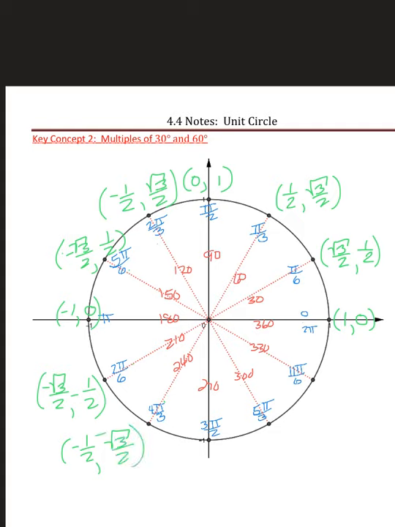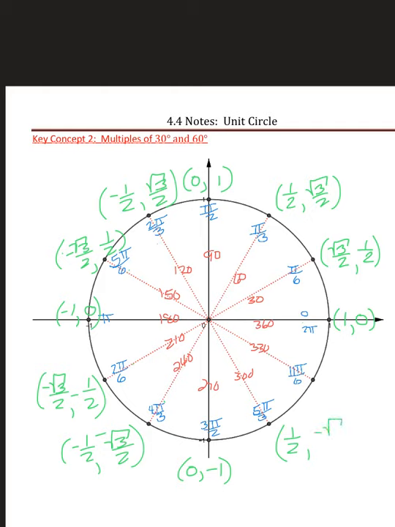So they'll both be negative in quadrant 3. At 270 degrees, or 3 pi over 2 radians, our x value is 0 and our y value is -1. For 300 degrees, its reference angle is 60 degrees, so it's going to have the same value as 60, but we're going to adjust the sign.